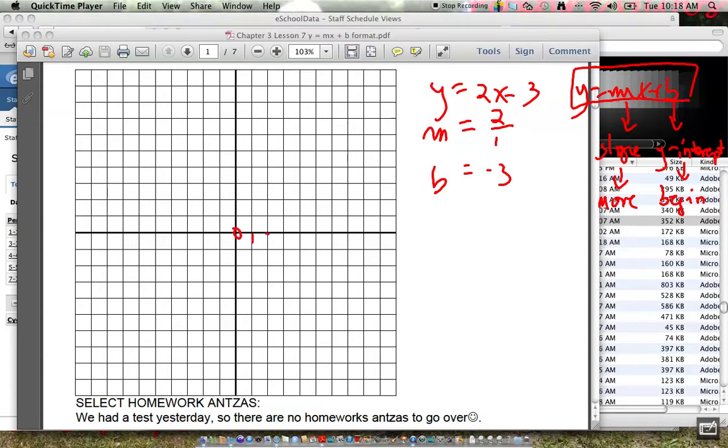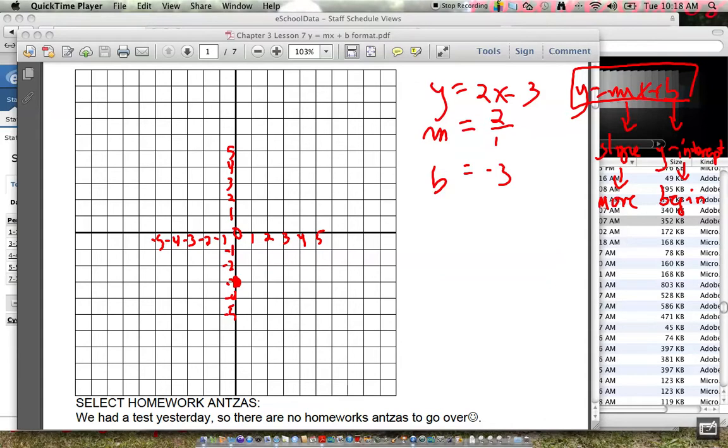Now, I don't bother writing these on here, but you should be able to know where they are. And if you need to, and you really like them, then you can write them on your graphs before you do your quiz. So here's negative 3. So I begin at negative 3. Now, the slope is how you move.